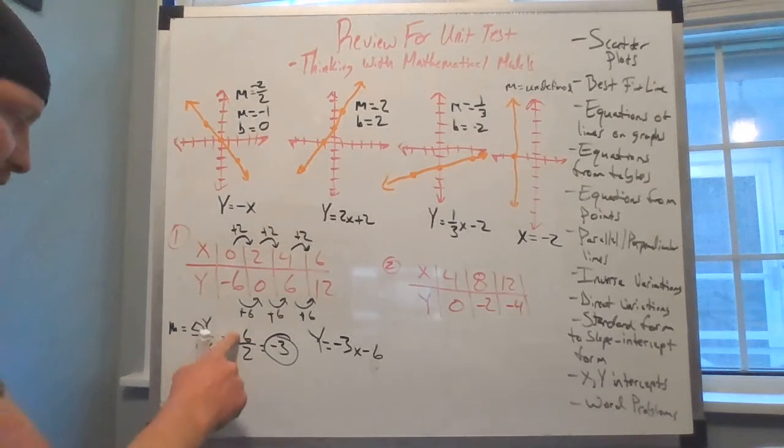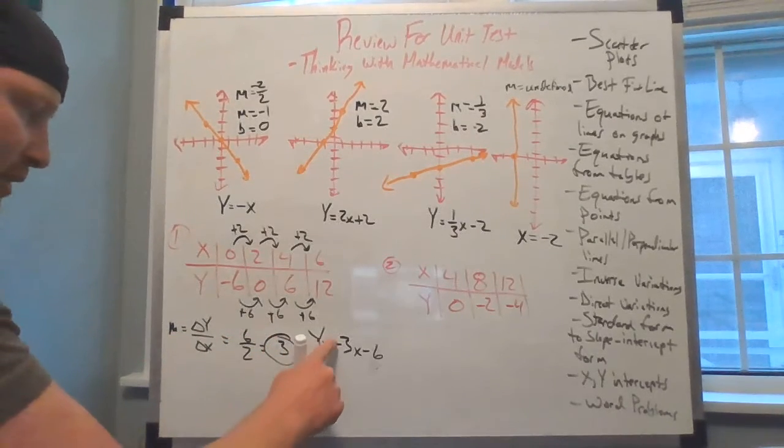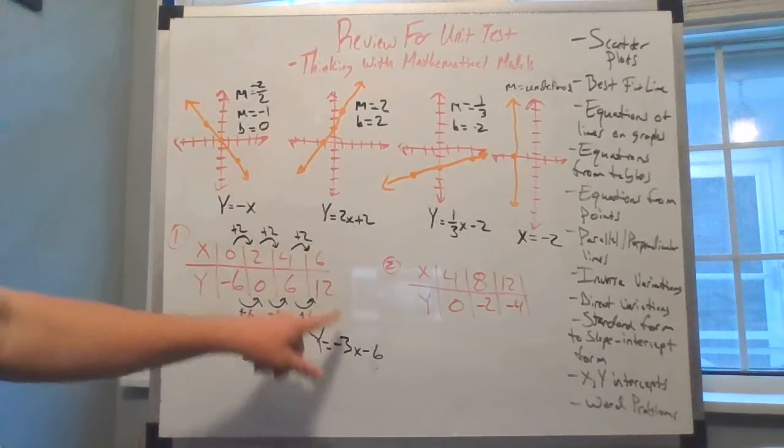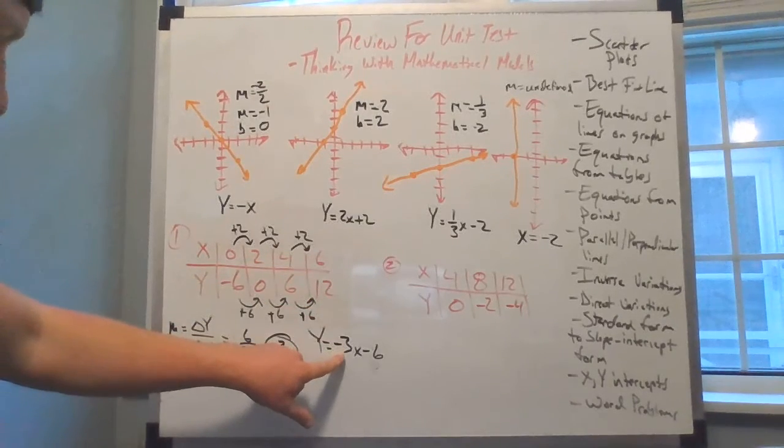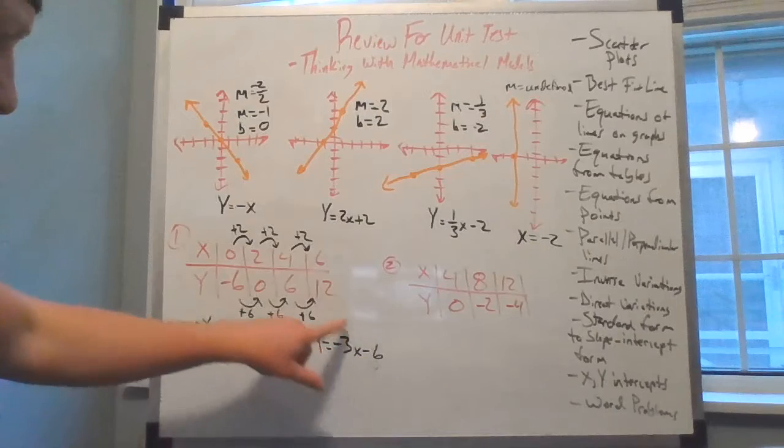So this is a positive 6 over 2, which is a positive 3x, because I checked my work and I'm like, wait a second. Now 6 times negative 3 is negative 18. Minus 6 would be negative 24. How did I get 12?